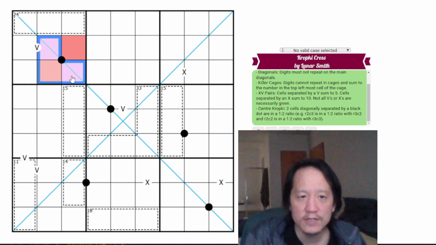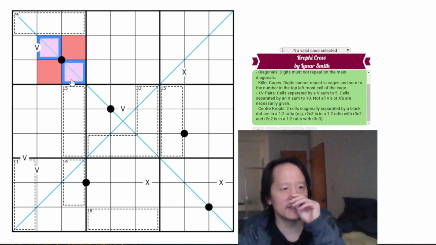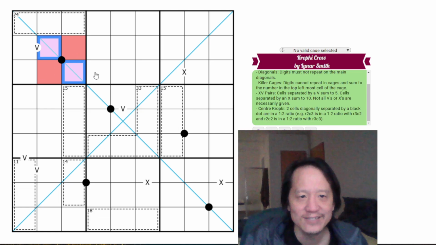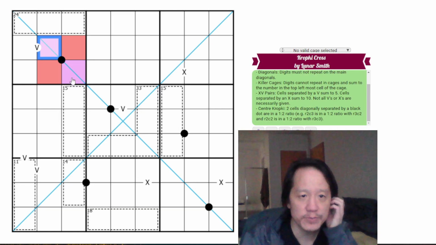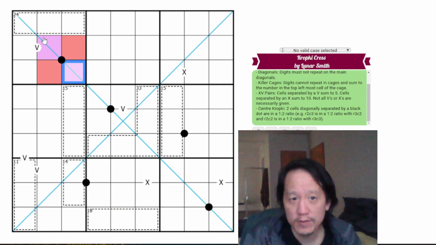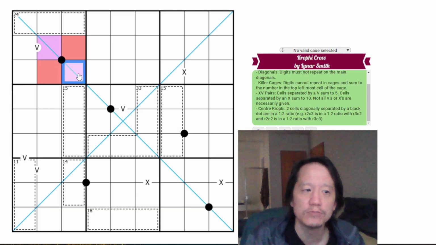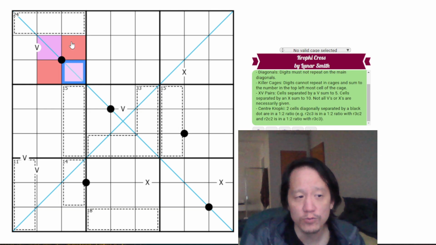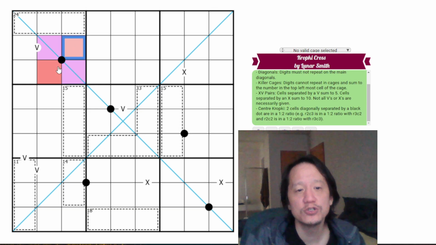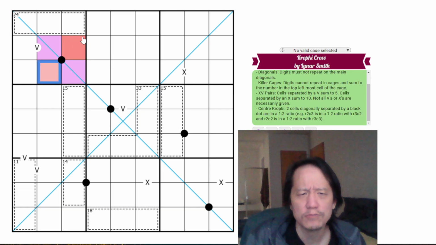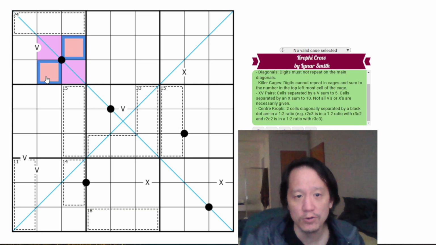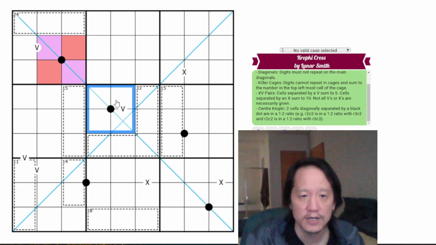Right. So these are slightly different from normal Kropki in that there's a center Kropki, and the diagonals are in the 1:2 ratio. And both diagonals are in a 1:2 ratio specifically. So this has to be in a 1:2 ratio with this. So row 2, column 2 and row 3, column 3 are in a 1:2 ratio. And then row 2, column 3 and row 3, column 2 are in a 1:2 ratio also. And that's for all center Kropki dots.